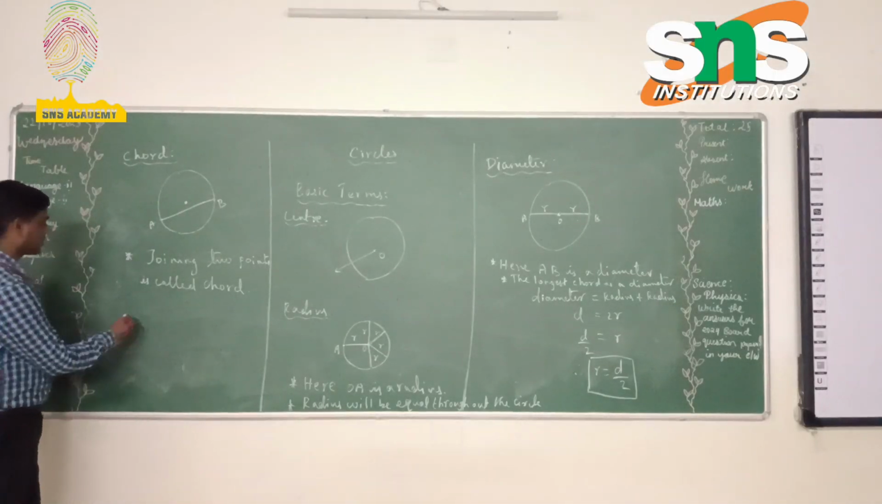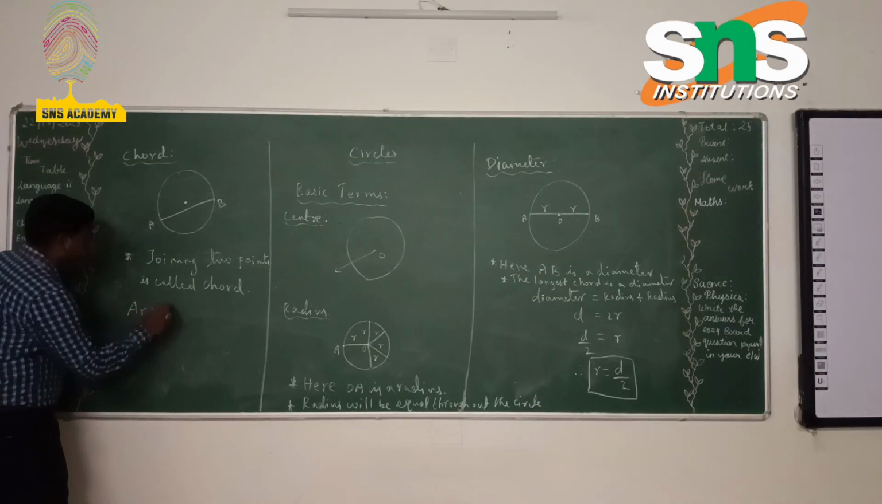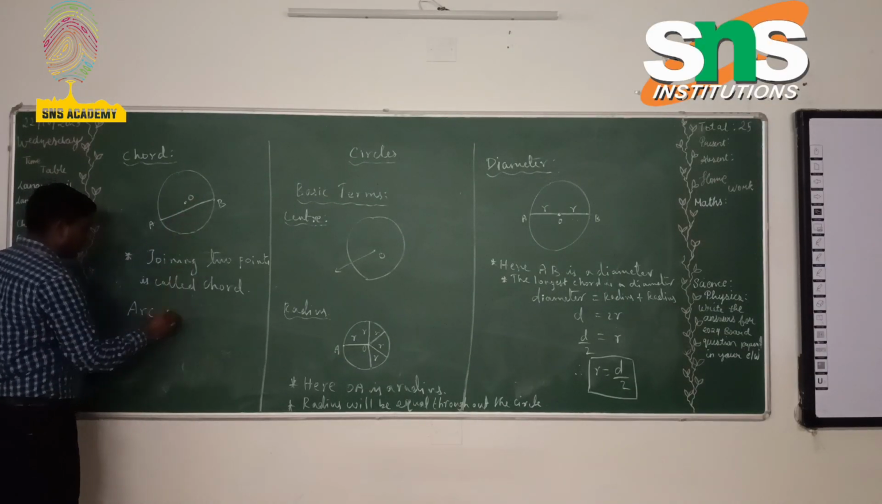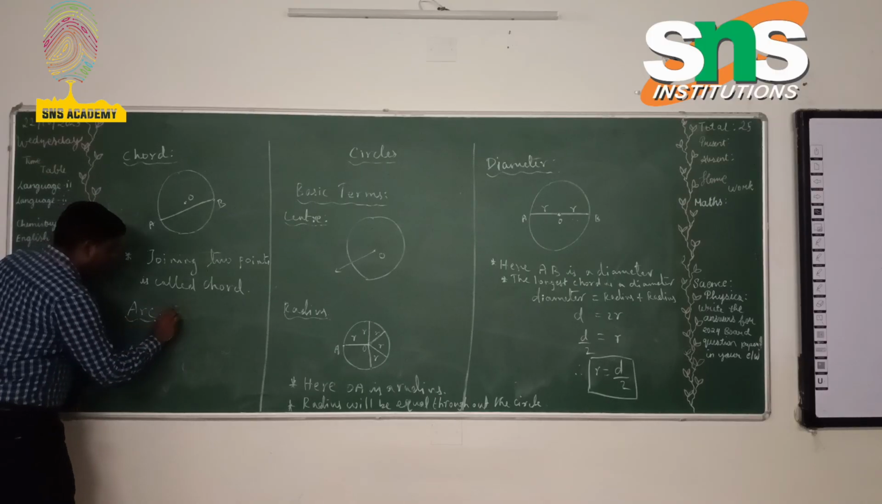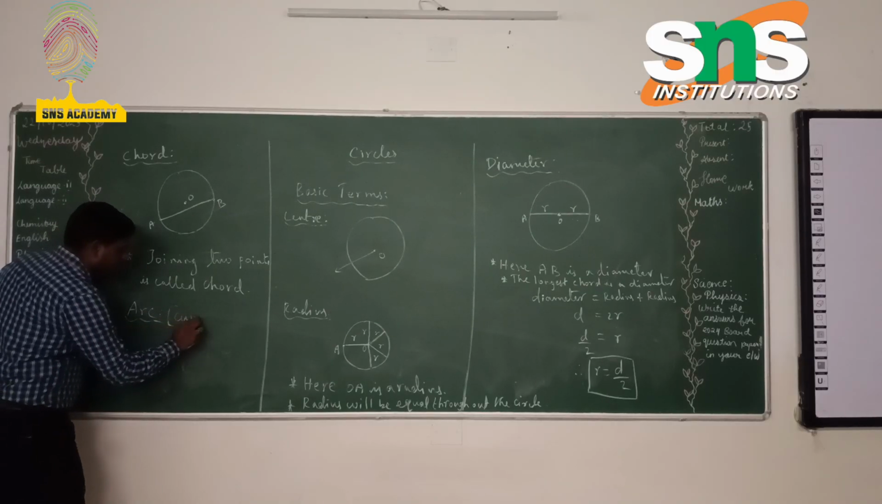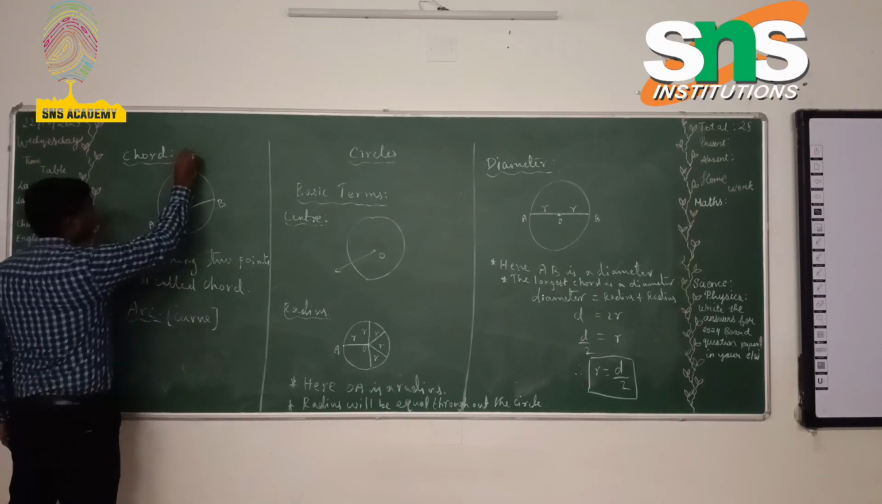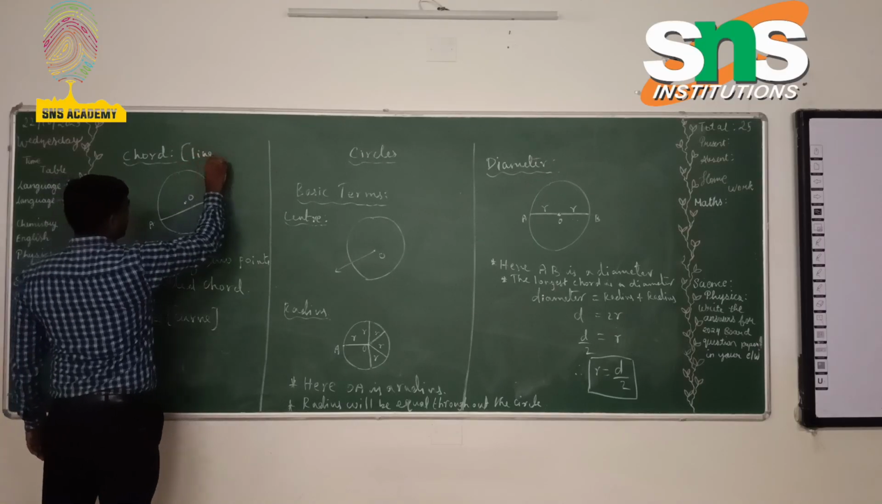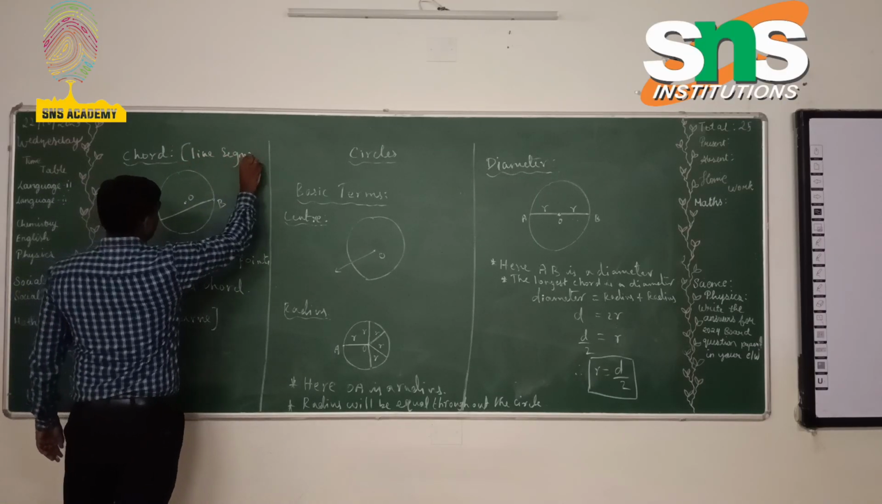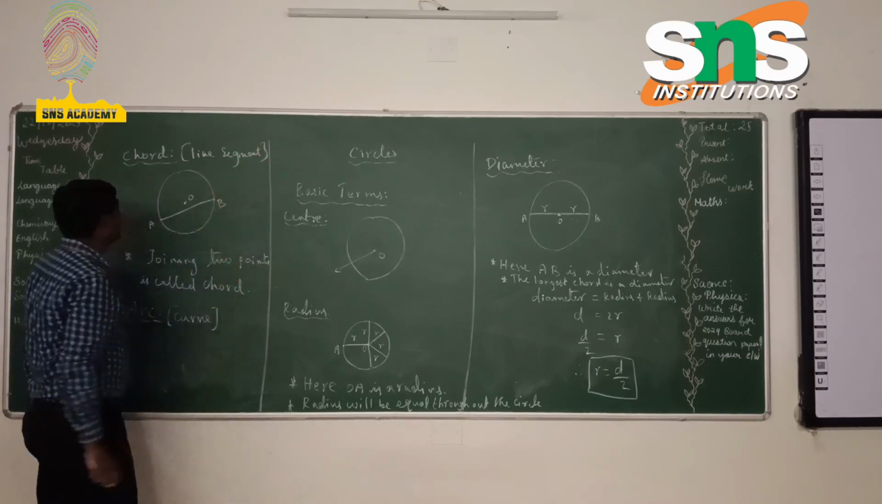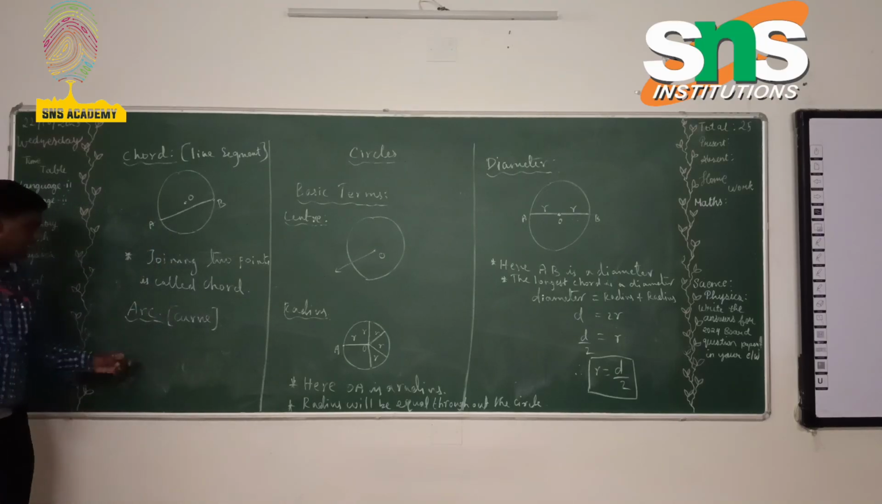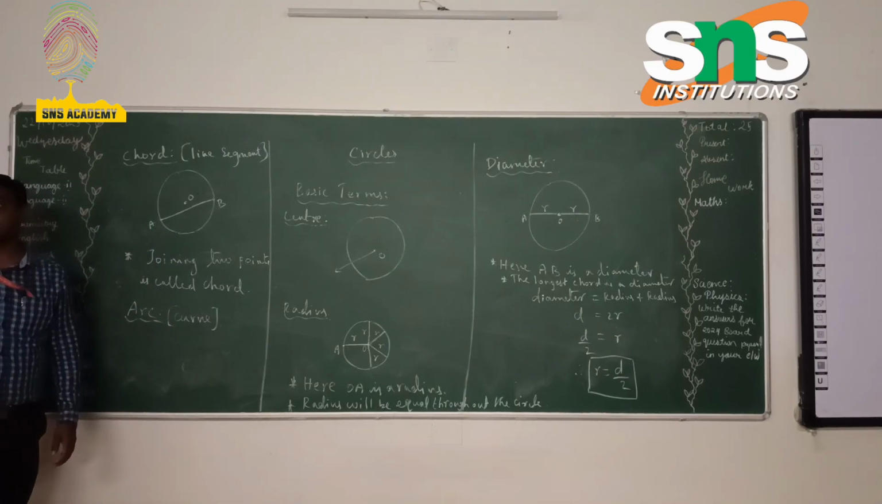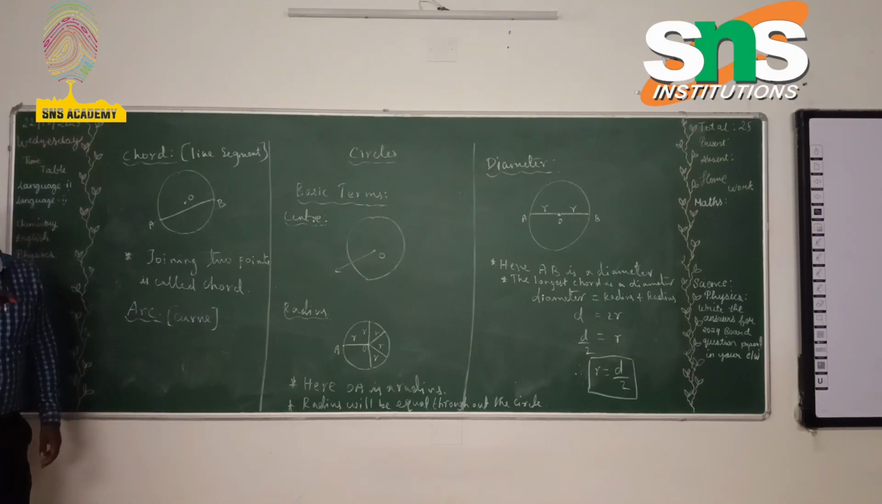And the next one is arc. Arc is based on a curve. Chord is based on a line segment. This is very important. This will be used in the next chapter. Keep that in your mind. So chord is based on a line segment, and arc is based on a curve.